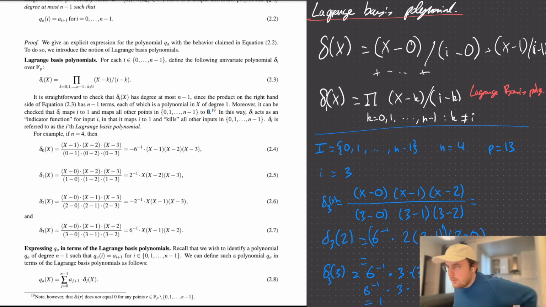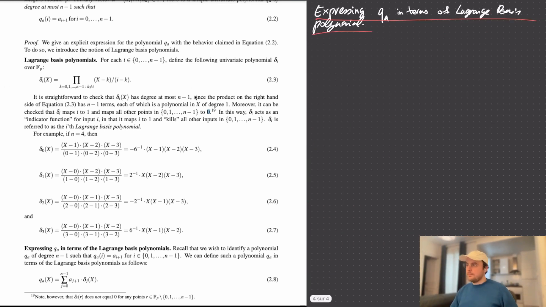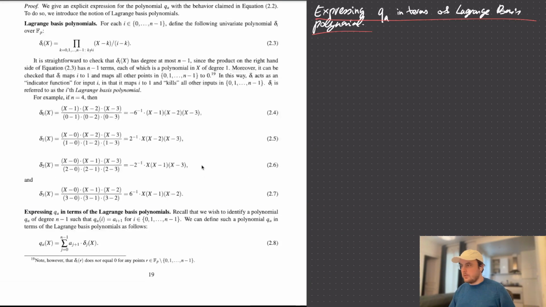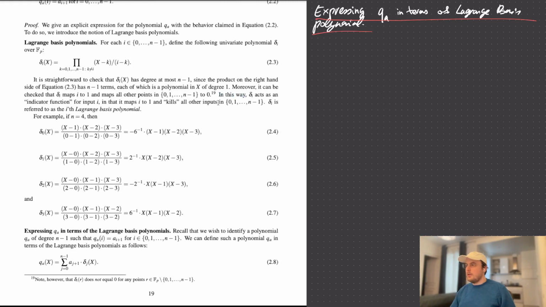So what are they saying about this? In this way, delta of I acts as an indicator function for an input I, in that it maps I to 1 and kills all the other inputs. So delta of I is referred to as the Lagrange basis polynomial.